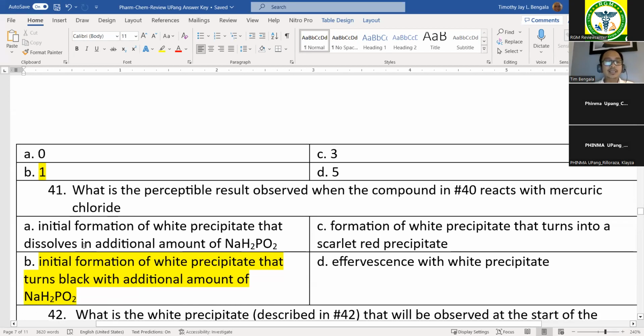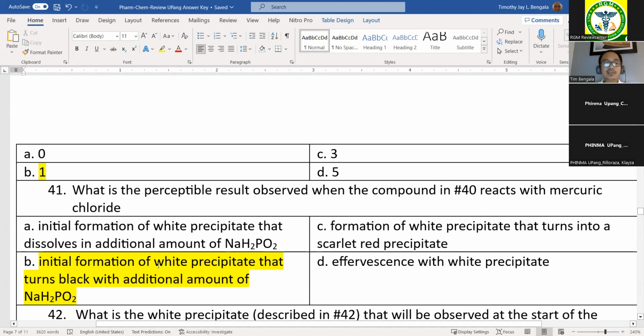So here, we mentioned the possibilities. Letter D cannot be the answer. There is no effervescence, which is reserved for carbon dioxide. Letter C is also incorrect, there is no scarlet precipitate, unless it is mercury, remember, mercuric iodide. For letter A, it says there is an initial white precipitate that dissolves. That is incorrect because that does not happen for mercury. That happens in a complexation reaction, and phosphate does not form a complexation reaction.